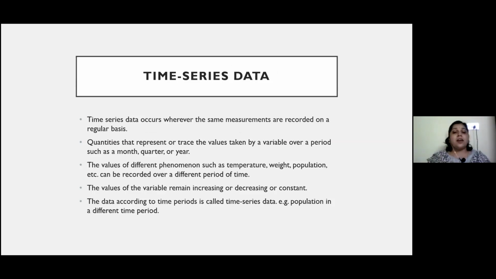Time series data occur whenever some measures are recorded on a regular basis. For example, they take measures for certain months, quarters, years, etc. The temperature, weight, population, etc. are done over a period of time. Values of variables keep increasing or decreasing or remain constant. These are done for certain data.